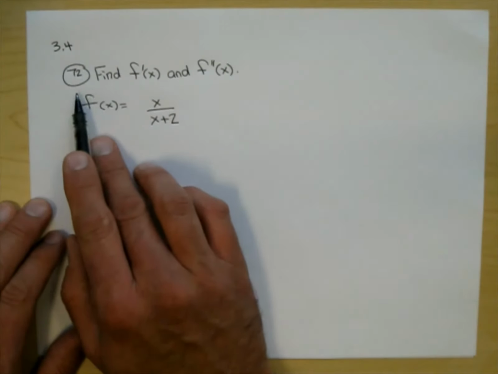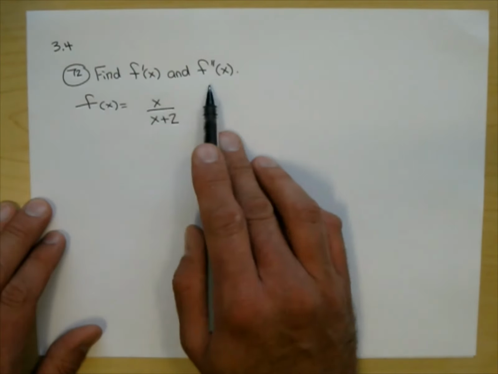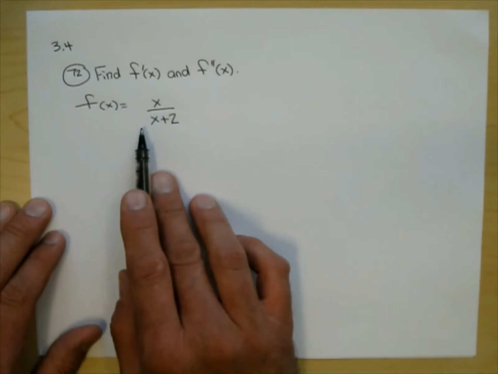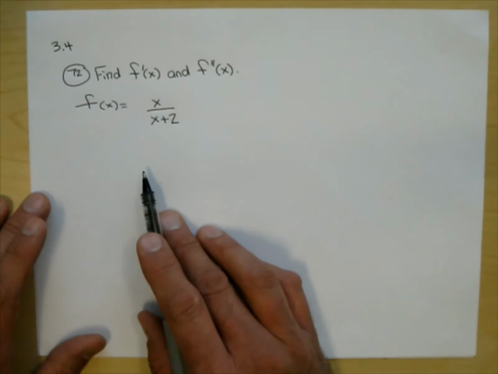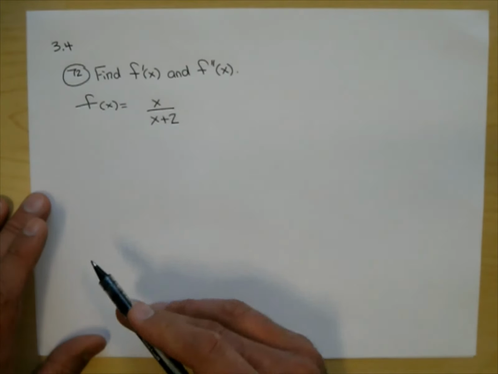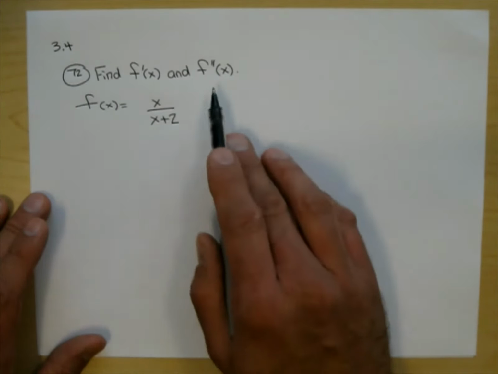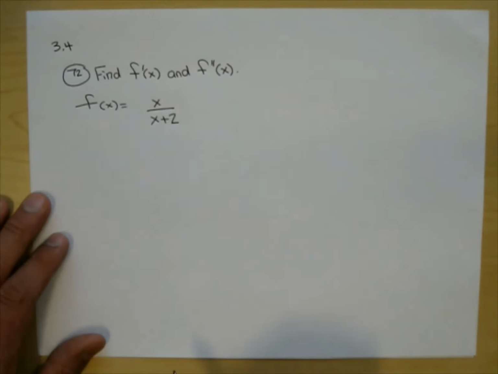So 3.472, find the derivative and the second derivative of this function. And basically, this is just doing two derivatives. But you have to know how to find first derivatives, second derivatives, and even third derivatives, but we're just going to ask for the first two on this one. So go ahead, pause the video, and see if you can do this problem.